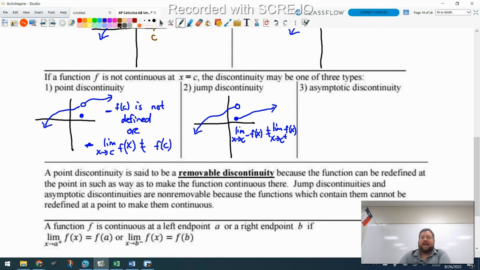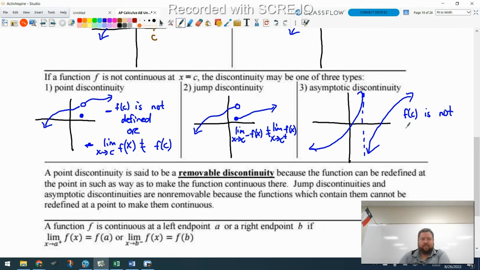All right, and the third type is an asymptotic discontinuity. So we have some sort of asymptote at x equals c. I'll draw this one without a horizontal asymptote. So we can kind of come from down here up like that, and then from here down like that, maybe. This one might have a slant asymptote in there. Okay, and this one is going to pretty much exclusively be f of c is not defined.